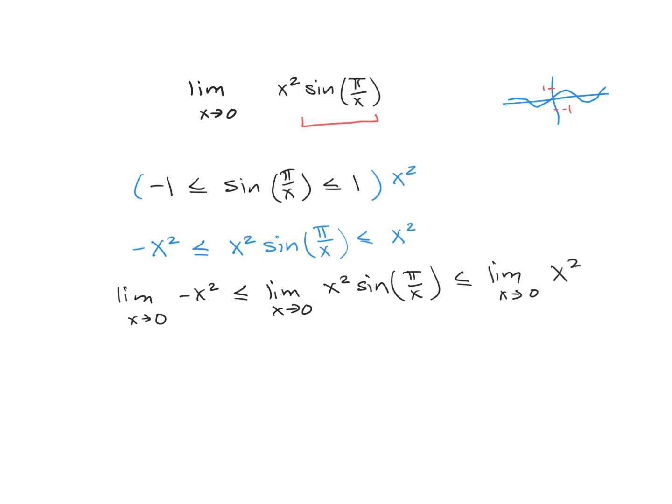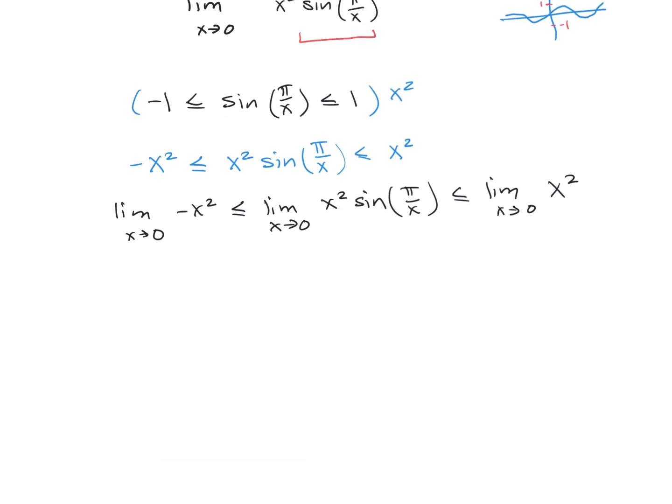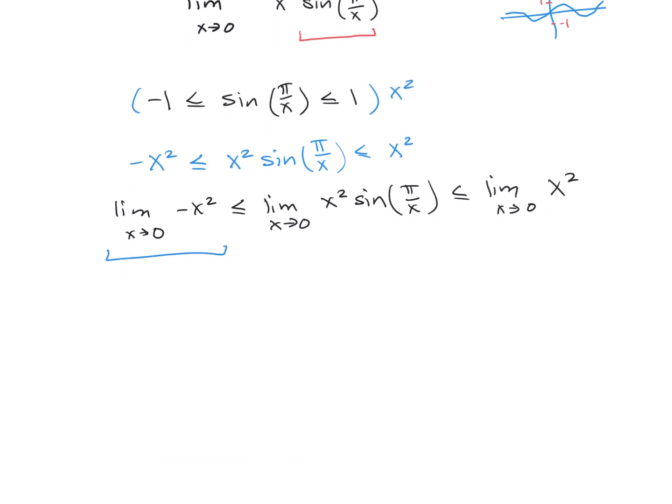The next thing we can do is now directly evaluate the furthest left and the far right limit by direct substitution. So if we do that, that first limit is just 0. And again, we have our limit in between, the limit as x goes to 0 of x squared times the sine of pi over x. And then the limit on the right, well, that's going to be 0 as well.